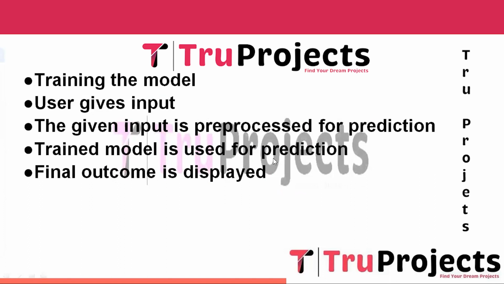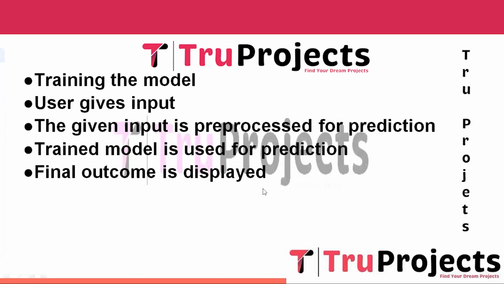And the next step is the given input is pre-processed for prediction. The user-provided account information is pre-processed to ensure compatibility with the trained model. This includes data cleaning, normalization, and encoding the categorical features. And the next step is the trained model is used for prediction. The pre-processed input is passed through the trained model to predict the likelihood of an account being fake or genuine.